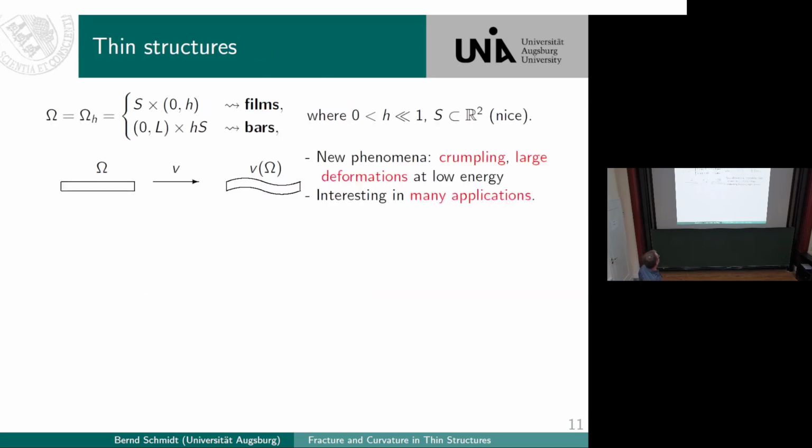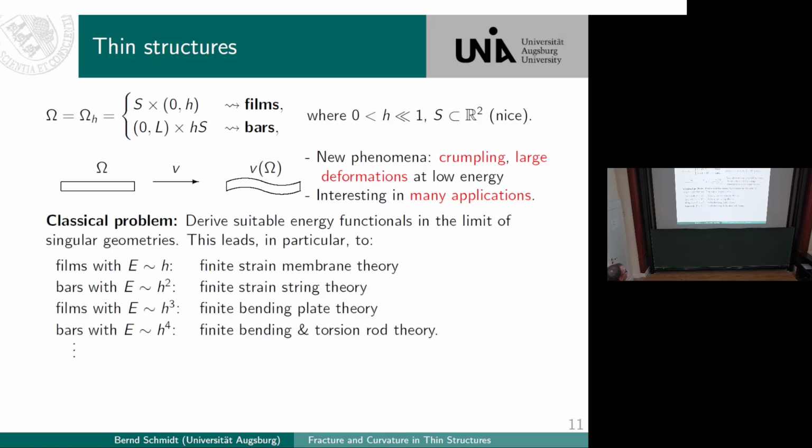Okay, now what are the thin structures? So there are two kinds of thin structures. There are thin films. So thin films would have finite extension in two directions and a small height. So that would be like the mid or the ground plate. And thin bars would have a long elongation and a small cross section. And h is always very small. It's the aspect ratio. And then, of course, it's interesting because you have very nice new phenomena. You can do a lot to these thin structures with little energy.